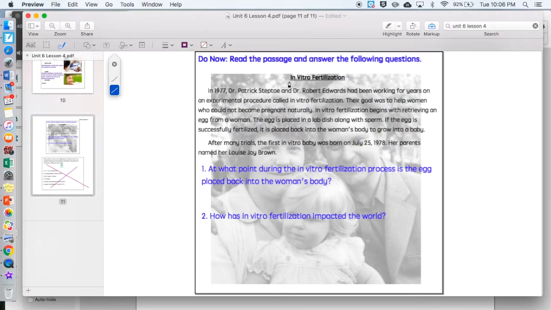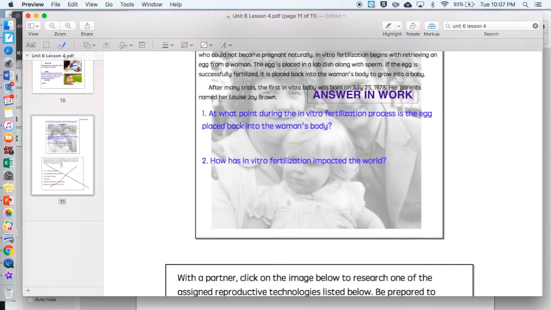Go ahead and read this passage either to yourself or I will read it to you. We have in 1977, Dr. Patrick Steptoe and Dr. Robert Edwards had been working for years on an experimental procedure called in vitro fertilization. Their goal was to help women who could not become pregnant naturally. In vitro fertilization begins with retrieving an egg from a woman. The egg is placed in a lab dish along with sperm. If the egg is successfully fertilized, it's then placed back into the woman's body to grow into a baby. After many trials, the first in vitro baby was born on July 25th, 1978. Her parents named her Louise Joy Brown.